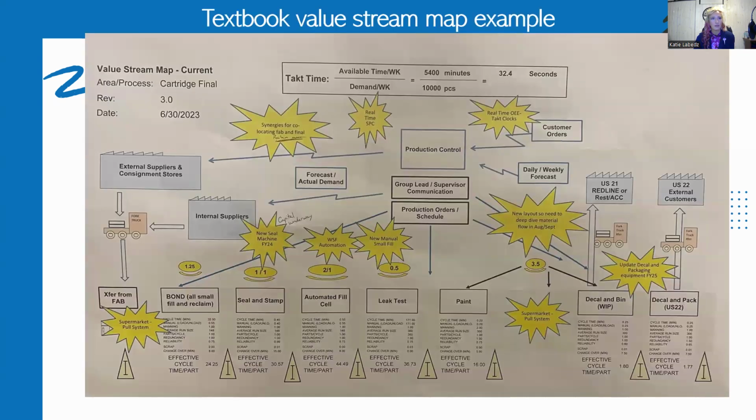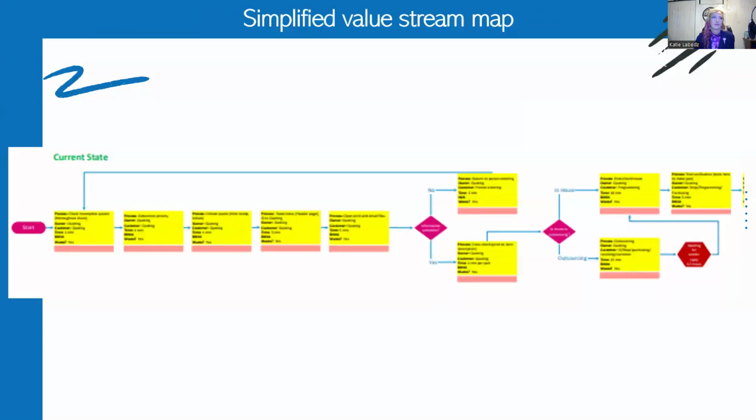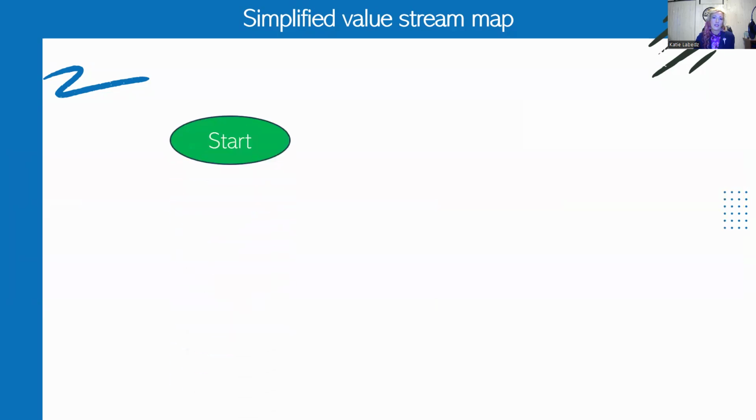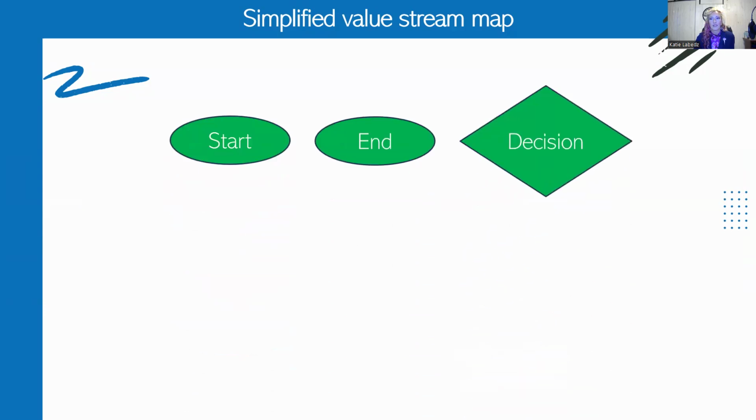Here's another example of a value stream. And this is the simplified version. So this is on purpose blurry because this is a real customer, but I really only use 2 symbols. So the symbols that I use is an oval for start and end and a diamond for decision.